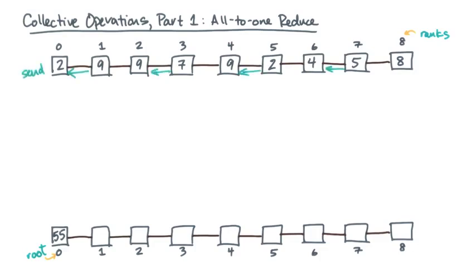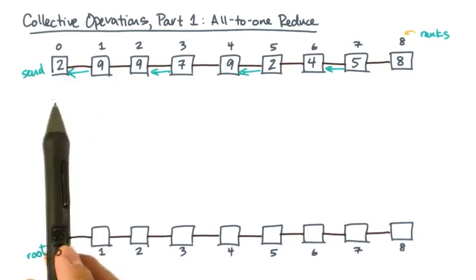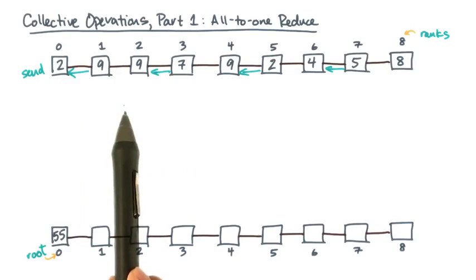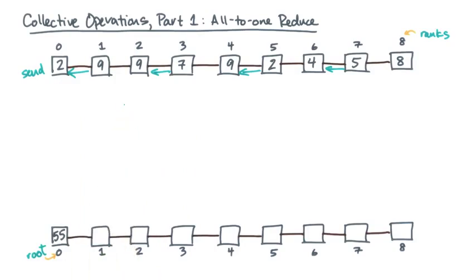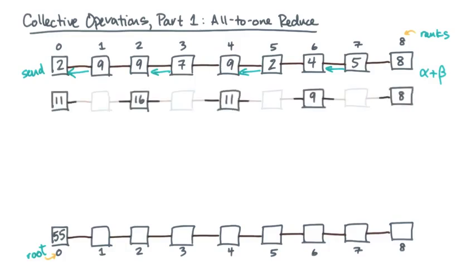Okay, well that's easy. Let's have all the odd-numbered nodes send their data to their leftmost neighbor. So 1 will send to 0, 3 will send to 2, and so on. None of these sends conflict, so all the sends can happen simultaneously. So this round of communication will cost you alpha plus beta time since you're only sending one word. After the communication, the even ranks add the incoming value. The new state of the system then looks like this.